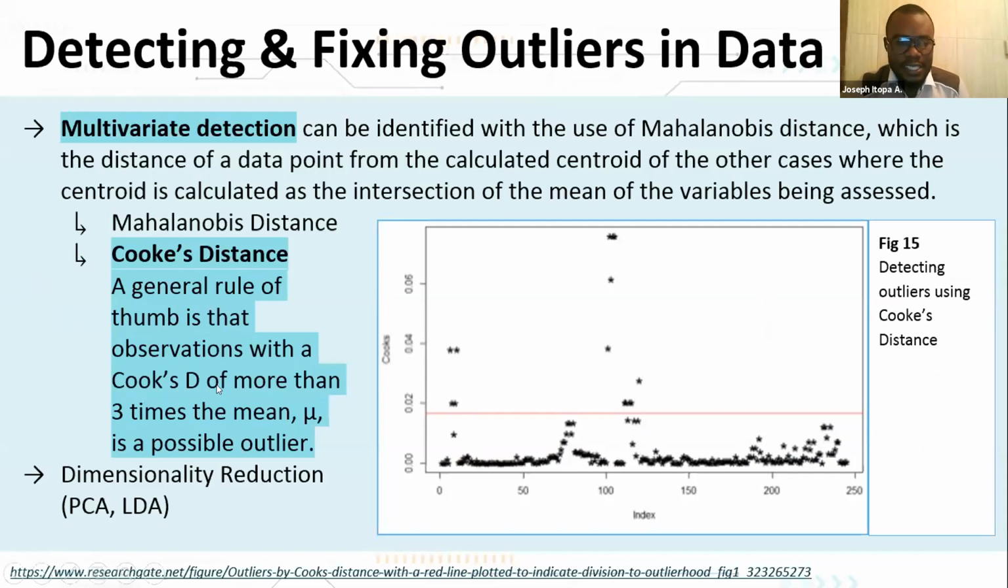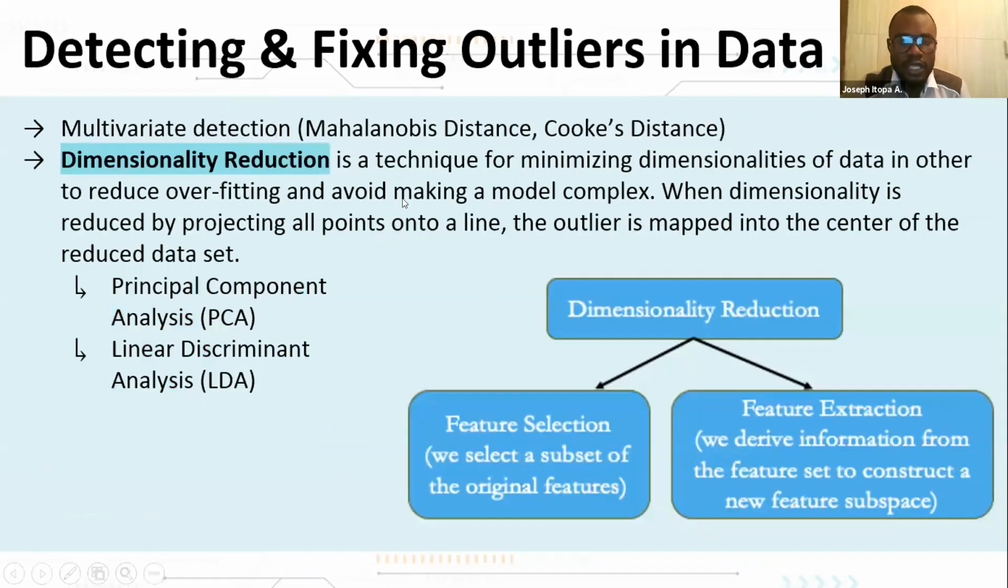So it's telling us that if the observations, which are the data points, have a Cook's distance D of more than 3 times the mean, it is a possible outlier. So the mean distance of this outlier multiplied by 3, if it is greater than the mean distance of the main data points, then it is considered an outlier. Else, it is not. So I hope this basic explanation gets us through. If you have a question, do not hesitate to drop it in the Q&A box.